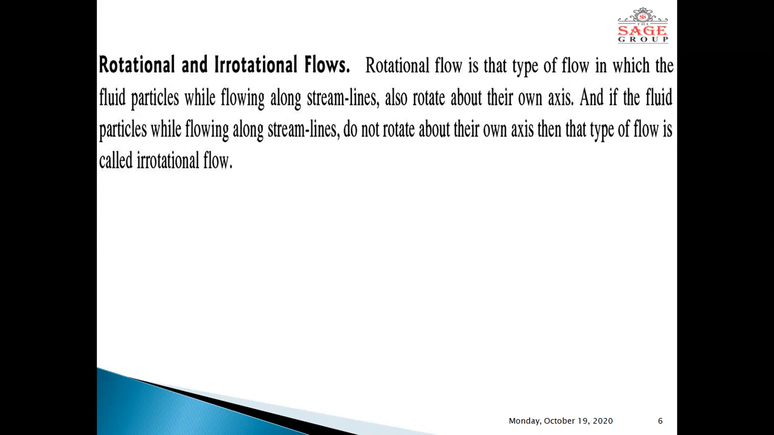Rotational flow is that type of flow in which the fluid particles, while flowing along streamlines, also rotate about their own axis. And if the fluid particles, while flowing along streamlines, don't rotate about their own axis, then we can say that that type of flow is called irrotational flow. Means it is clear now what rotational flow and irrotational flow are.